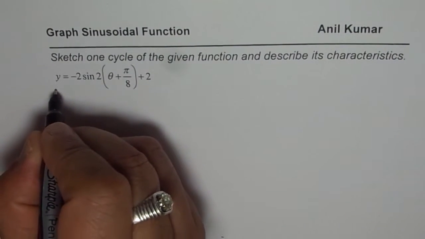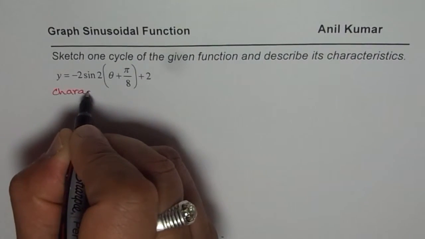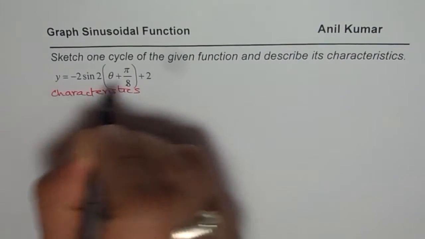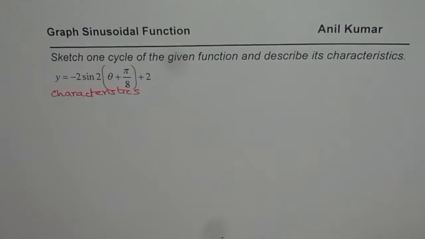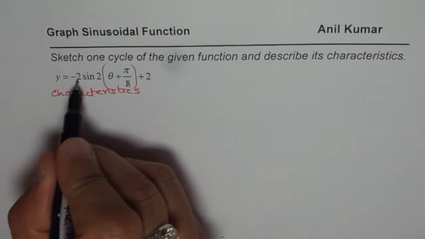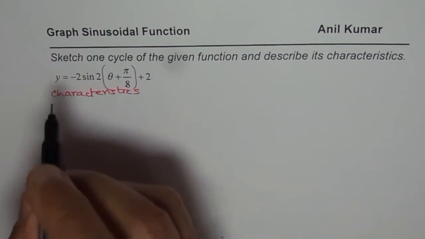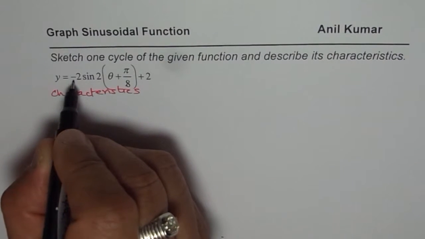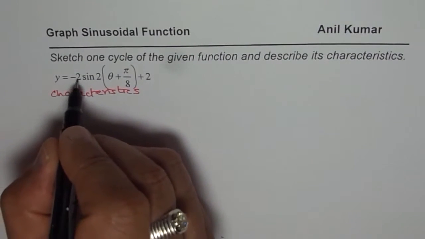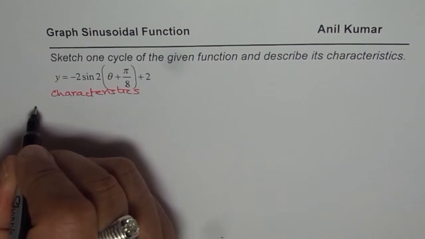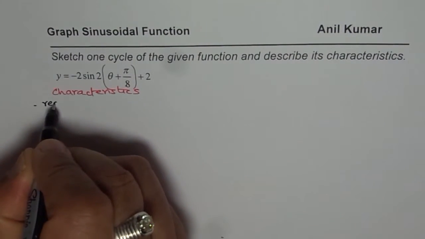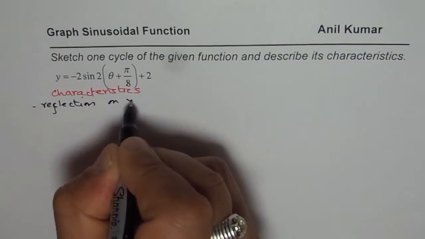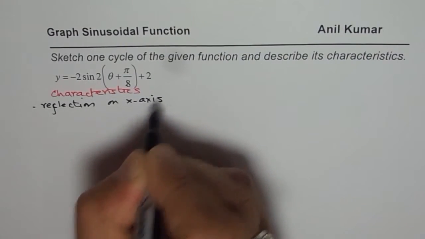Let's begin with the characteristics. From the given equation, let's write down the characteristics which you can directly read. The minus means it gets reflected on the x-axis, so it starts with the minimum. Do you see that? It starts with the minimum, one cycle. So minus means reflection on the x-axis, correct? So we'll remember that.